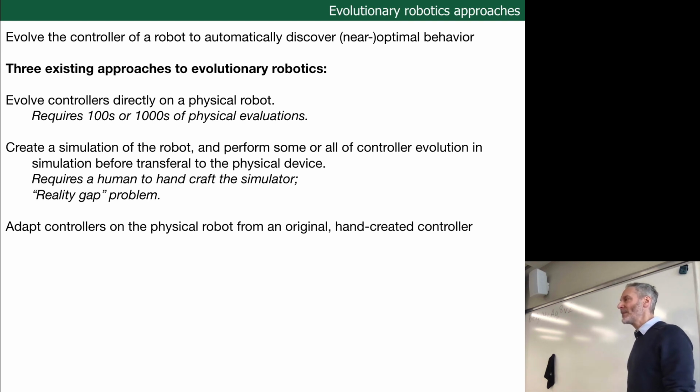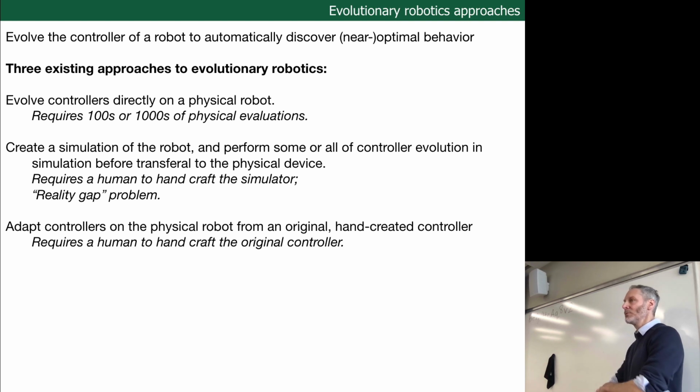A third approach we haven't talked about in this class, but which used to be popular, is to create a controller by hand. Use your genius as a robotics engineer to figure out how sensation should be transformed into action to produce whatever behavior you want. It's really hard to do, but you make something that's kind of okay, and then allow evolution to tune up that hand-created controller on the physical robot. Obviously, there's a problem with this approach as well. What is it? It requires an immense amount of intuition from the creator. Absolutely. Super, super hard to do.